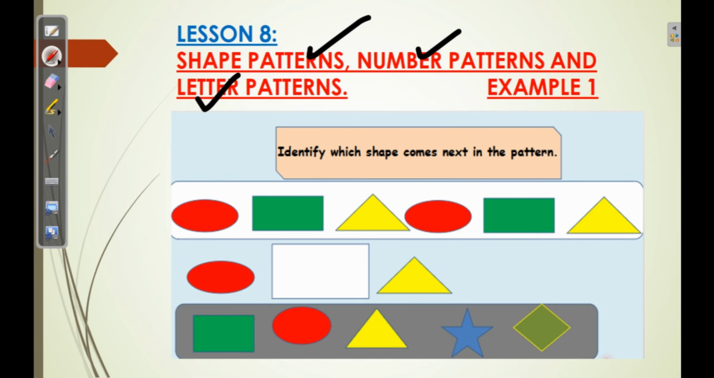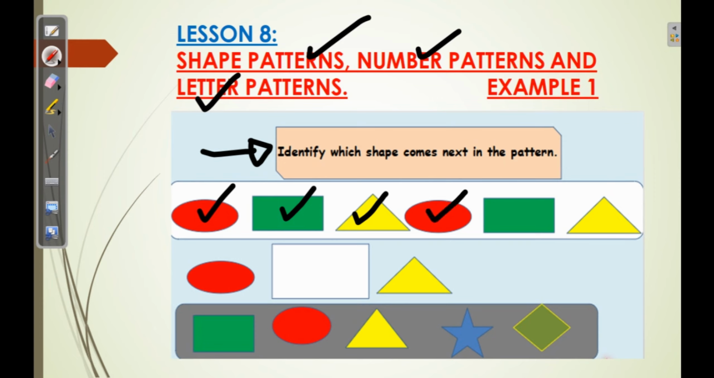Now, what is a pattern? A pattern is something that you can follow. For example, when you look at this example here, we have to identify which shape comes next in the pattern. You can follow. For example, we have an oval here which is red, followed by a green rectangle, followed by a yellow triangle. Then we are back to square one.